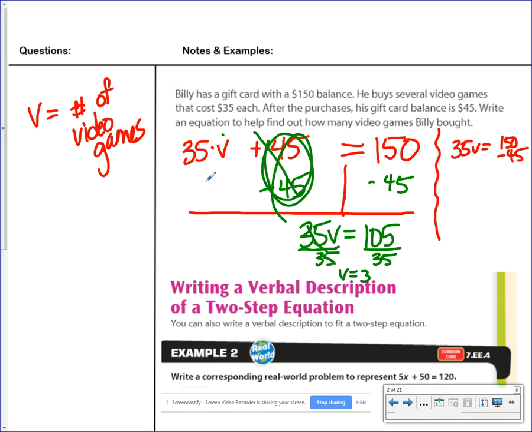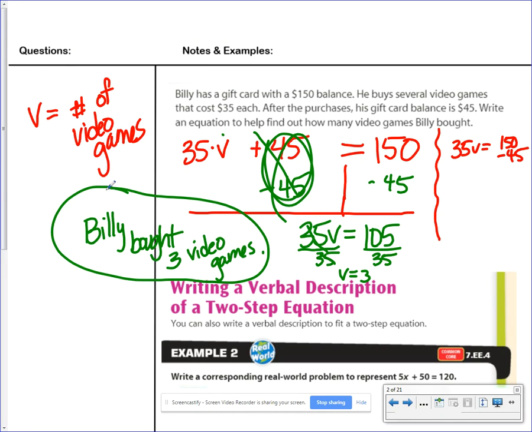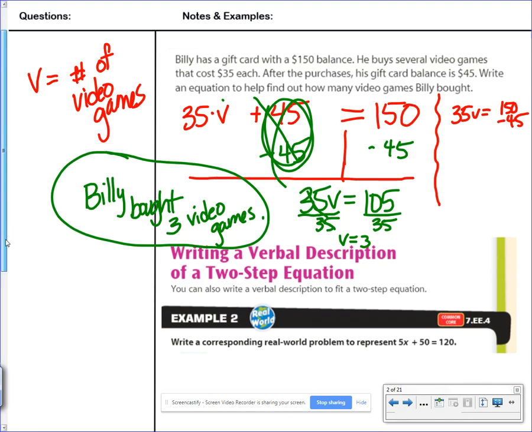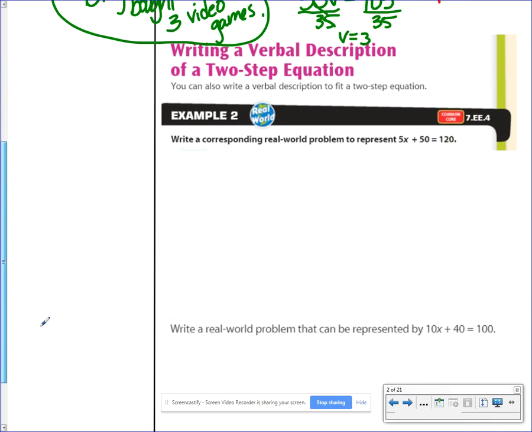So, careful now. You need to answer the question. Find out how many games Billy bought. 3 video games. Holy cow. I don't know. I am not a gamer, and my kids are all in their 20s. And so I have no clue. Do video games cost that much? Yikes. All right. I hope you like them.